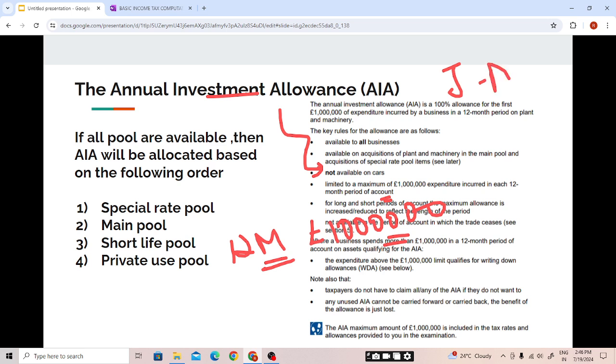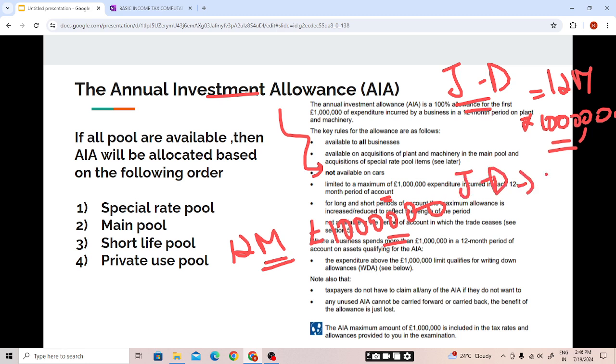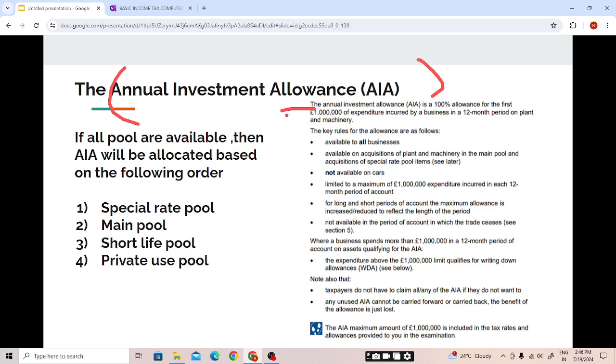So Jan to December, I prepare my period of account. For this period of 12 months, the AIA will be 1 million pounds. And for the next year from Jan to December, again 12 months, you have 1 million pound annual AIA. Why does HMRC provide this AIA? Because if this is provided, businesses will invest more money in machinery so that they expand their business and the economy of the country will increase. So the annual investment allowance will be provided.